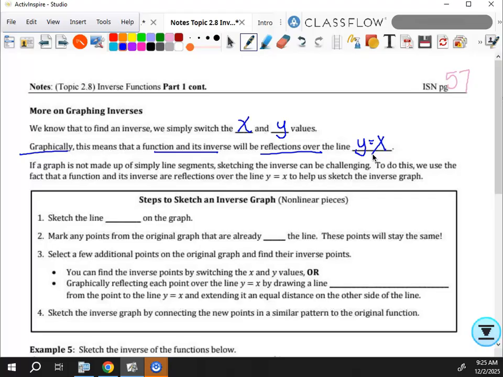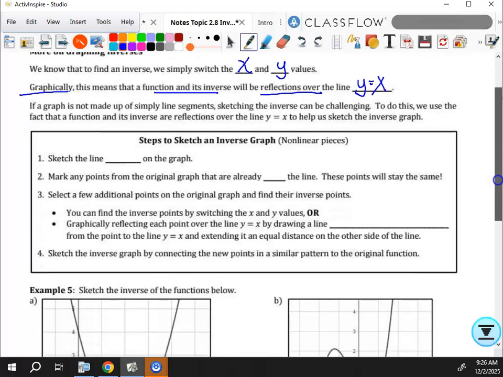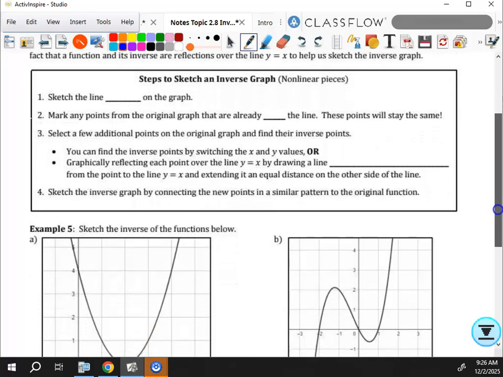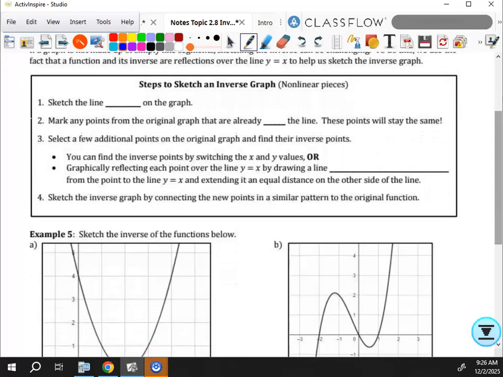So if a graph is not made up of simply line segments, sketching the inverse can be challenging. Like those inverses, we connected the dots on that last one, no big deal. So instead of trying to find the points and doing that, we think about them being reflections. And let's see, I thought there were some other words in here that I wanted. Oh, yeah. So check this out. Let's read these instructions, and then I'll tell you what we're really going to do.